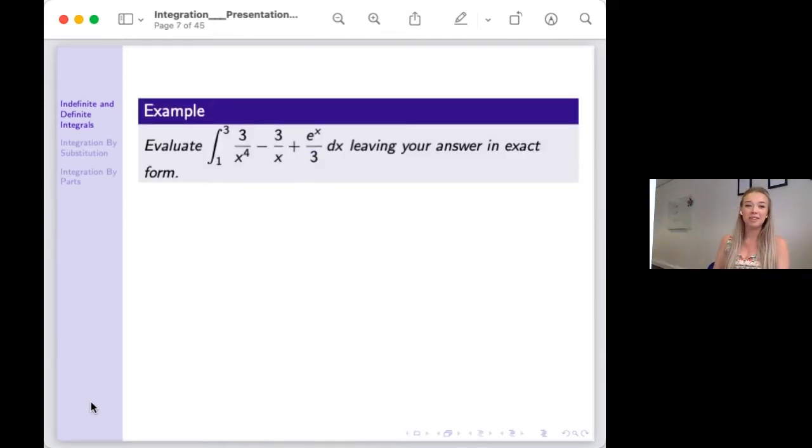The next ones we'll look at some definite integrals. So these just have limits. So we just want to calculate the value of this integral between 1 and 3. So it's just a little bit more work at the end to put those limits in. So we should be able to integrate the 3 over x to the 4 minus 3 over x plus e to the x over 3. And we'll get minus 1 over x cubed minus 3 ln x plus e to the x over 3.